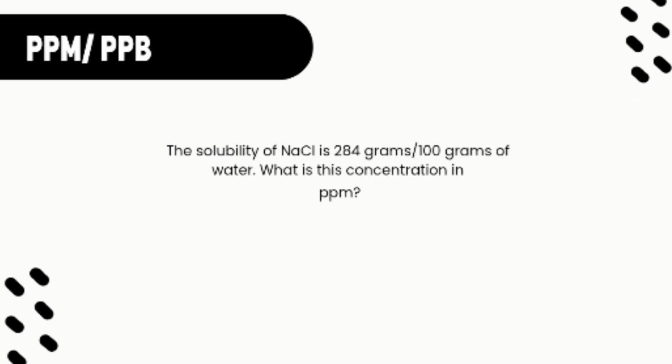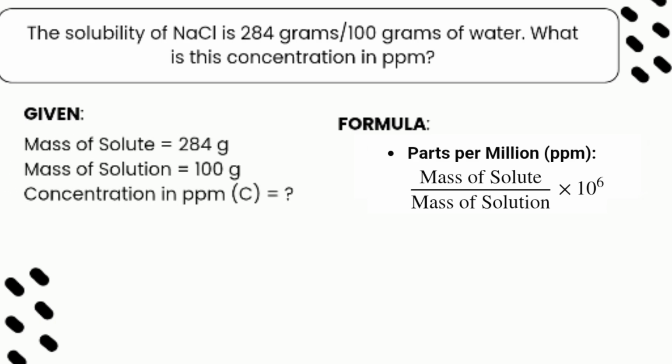So the last problem that we are going to be discussing is ppm or ppb, parts per million and parts per billion. Problem. The solubility of sodium chloride is 284 grams in 100 grams of water. What is this concentration in ppm, or parts per million? Given: our mass of solute is 284 grams, then our mass of solution is 100 grams. Then we should find first the concentration in ppm, or the C.